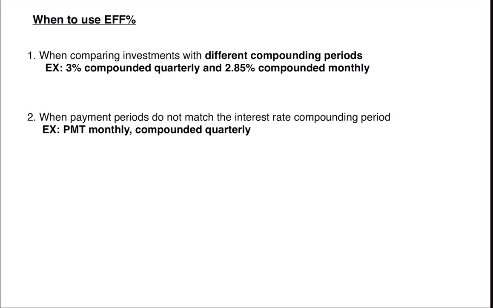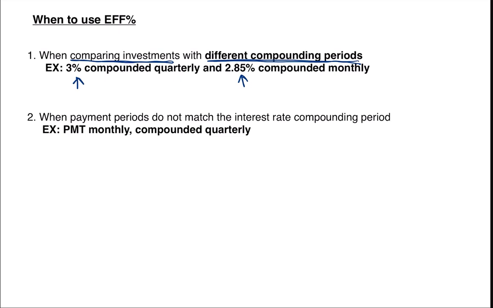So when should we use effective rates? We want to calculate our effective rates when we're comparing investments which have different compounding periods. So for example, if we had an account that was 3% compounded quarterly and another account that was 2.85% compounded monthly, which one is actually going to be better for us? If it's an investment, we want a higher rate. If it's a loan, we want a lower rate, right? We want to figure out what our actual effective rate is. What's the rate that we're actually getting?